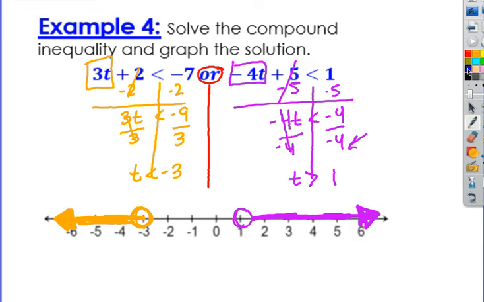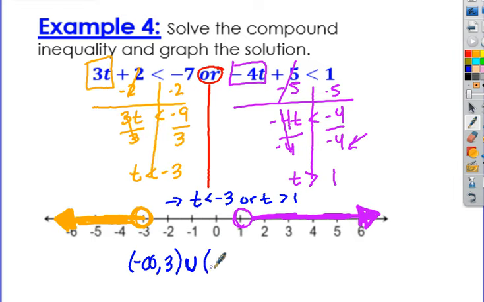So my final answer written would be t is less than negative 3 or t is greater than 1. This is what it looks like graphed, and if I did interval notation, the lowest it goes is negative infinity, negative 3 with a parenthesis because it's an open circle, in union to show that it picks up and it's not continuous through here, 1 to positive infinity.